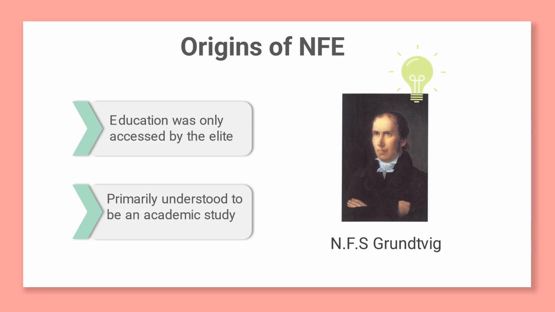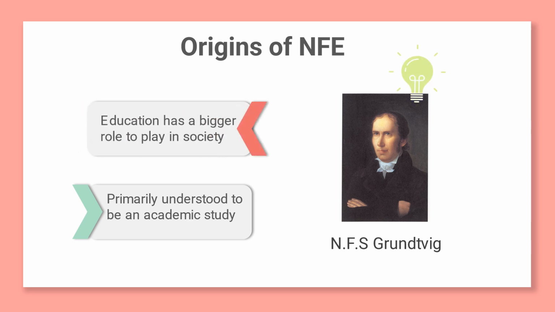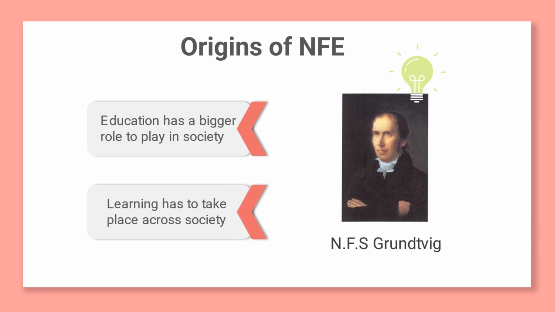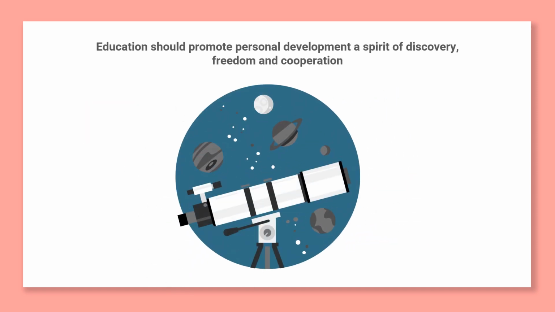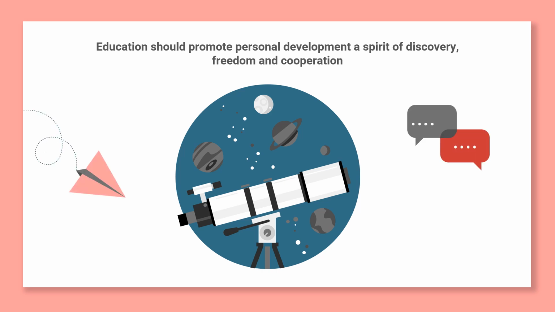In that period, education was only accessed by the elite and primarily understood to be an academic study. However, Grundtvig felt that education had a bigger role to play in society. He recognized a need for learning to take place across society in order for a democracy to function. Furthermore, he considered exams and other forms of educational obligations to be counterproductive to learning, and instead felt that education should promote personal development through a spirit of discovery, freedom, and cooperation.